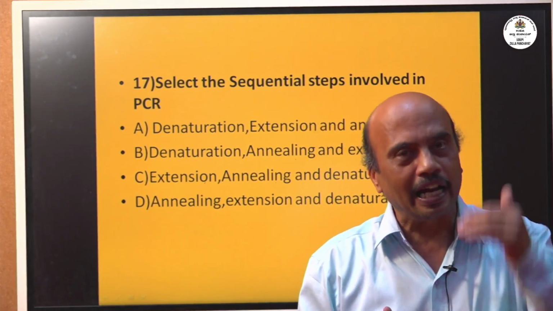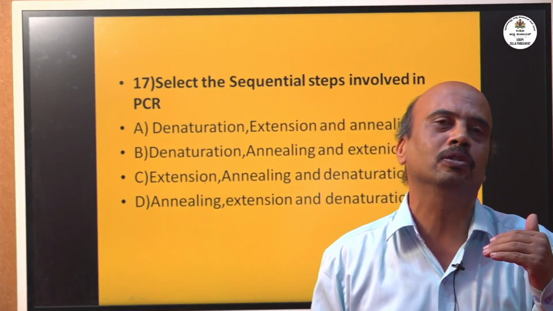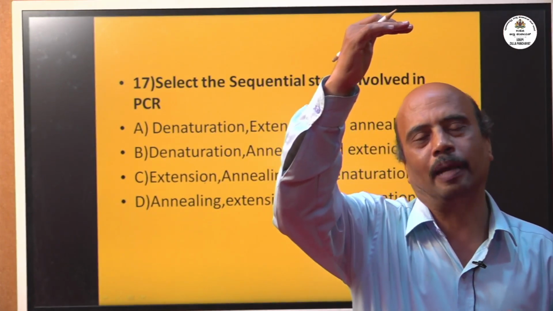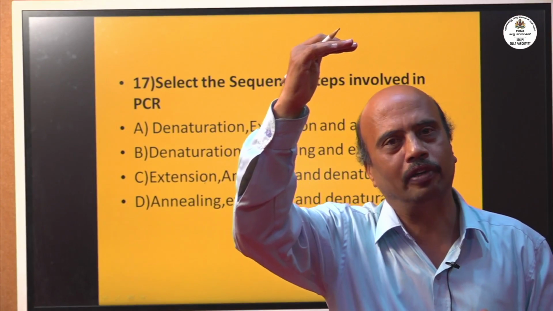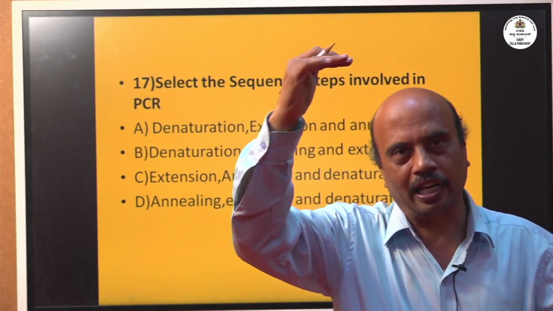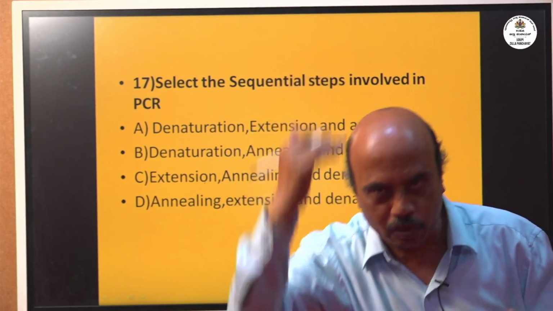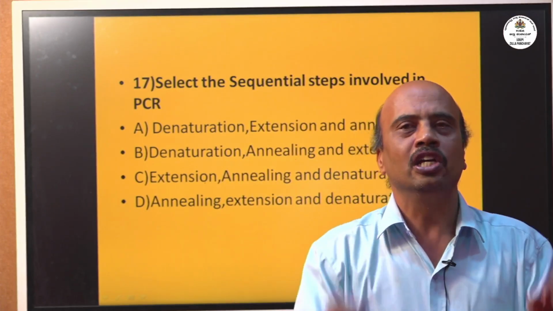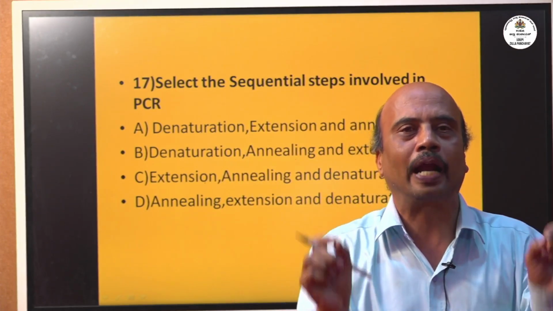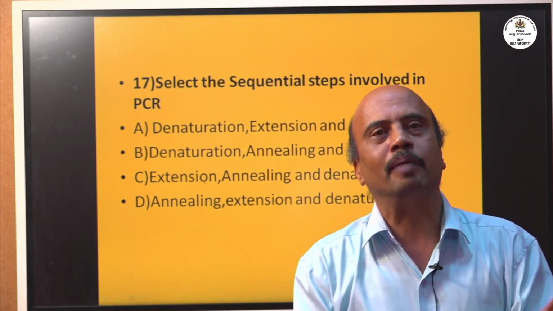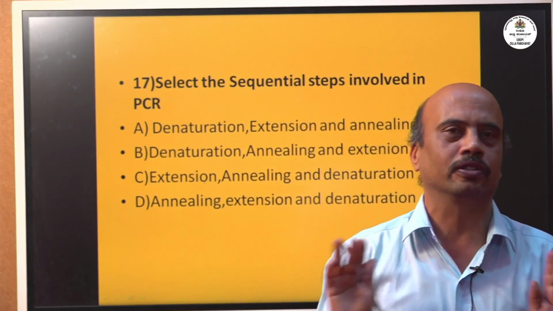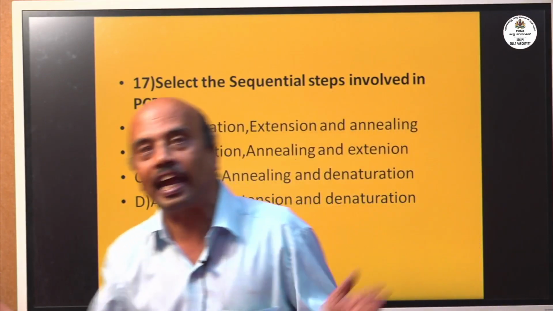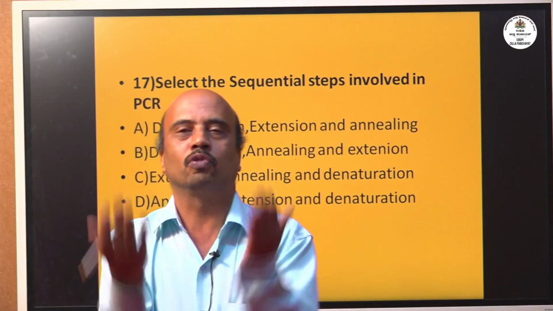For annealing, the temperature has to be brought down to about 60 degrees. So first you subject it to high temperature, 92 to 95 degrees Celsius. Denaturation occurs. After denaturation, the temperature is brought down to 60 degrees Celsius. Annealing occurs. During annealing, short oligonucleotide primers join at the 3' end of both the separated strands. That is called annealing. And after that, DNA polymerase extends these primers towards the 5' end.